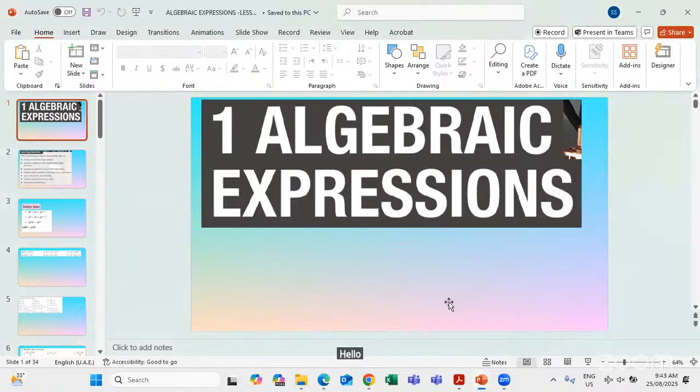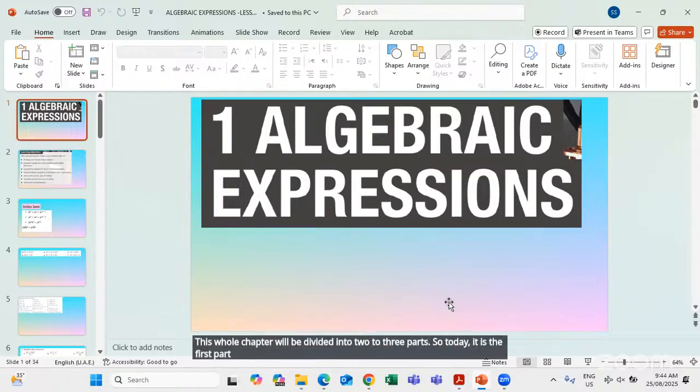Hello everyone. In this session, we are gonna start our first topic of AS level mathematics, pure mathematics 1 at Excel, and the topic name is algebraic expressions. This whole chapter will be divided into 2 to 3 parts. So today it is the first part of this whole chapter.